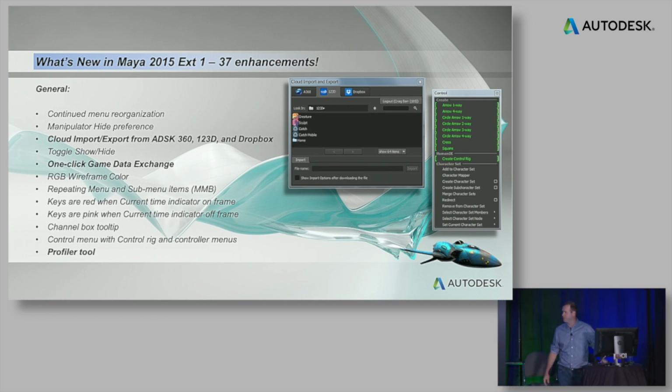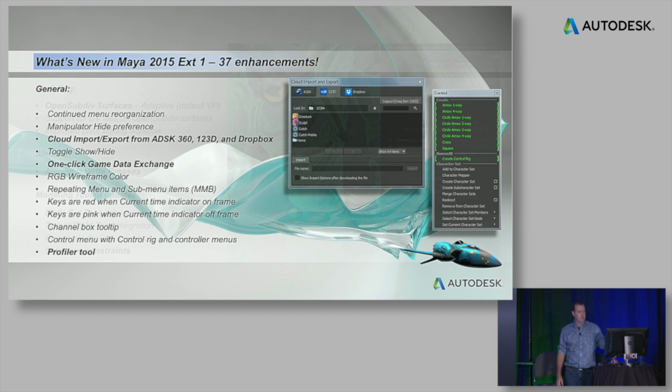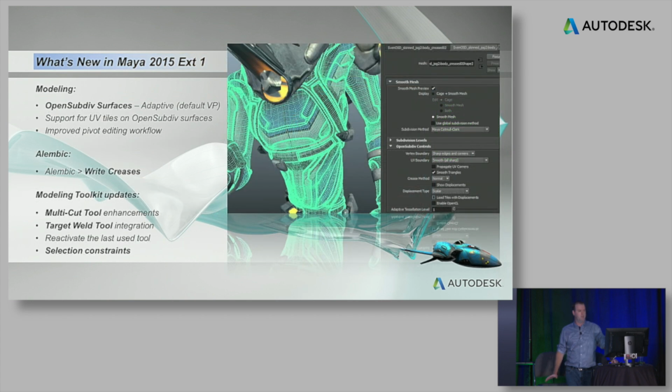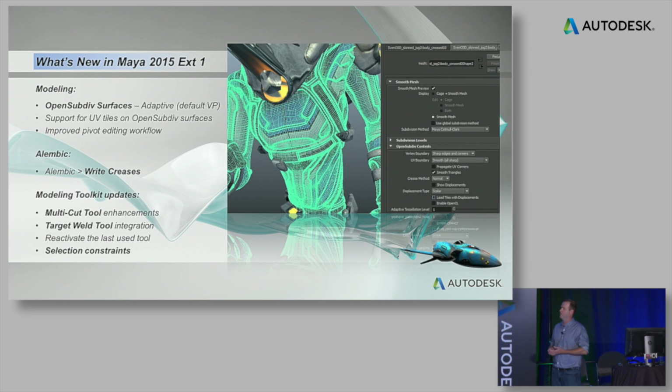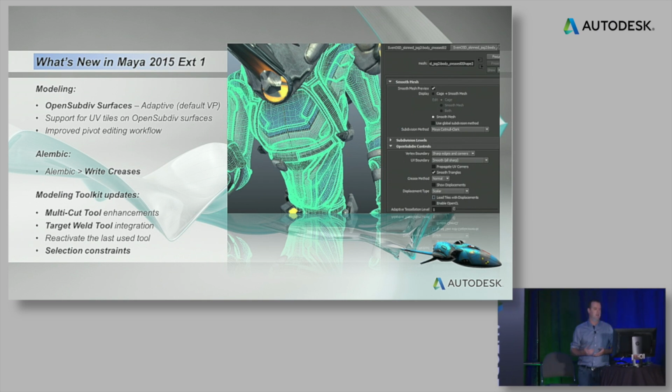And at the bottom there, this profiler tool, which enables artists to see what might be bogging down a scene and be able to quickly debug anything that's holding down your scene. So within the modeling area there, Open Subdivision, if you're a Maya user, you know we've implemented this for some time now, and we keep adding more and more to it. As well, Alembic, we've added the ability to write creases and support that across with caching. And in the modeling toolkit updates, this is a big focus for us with Maya, is adding more and more features and enhancements and power to that modeling toolkit.